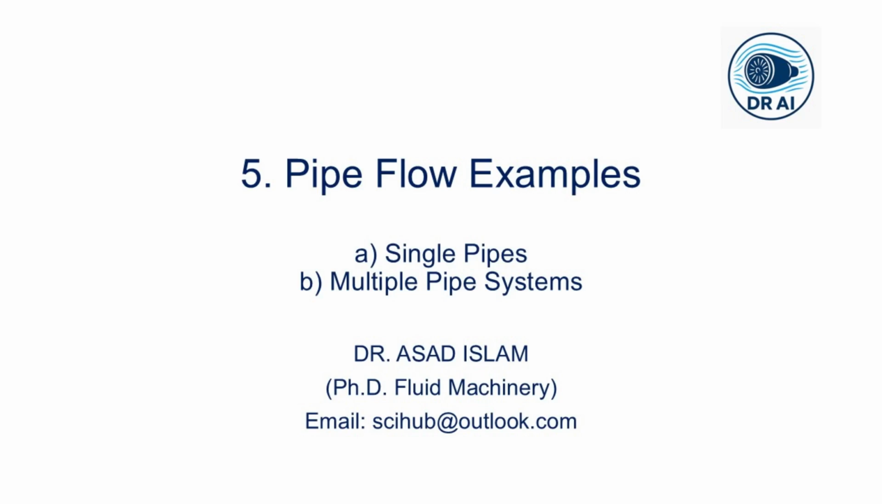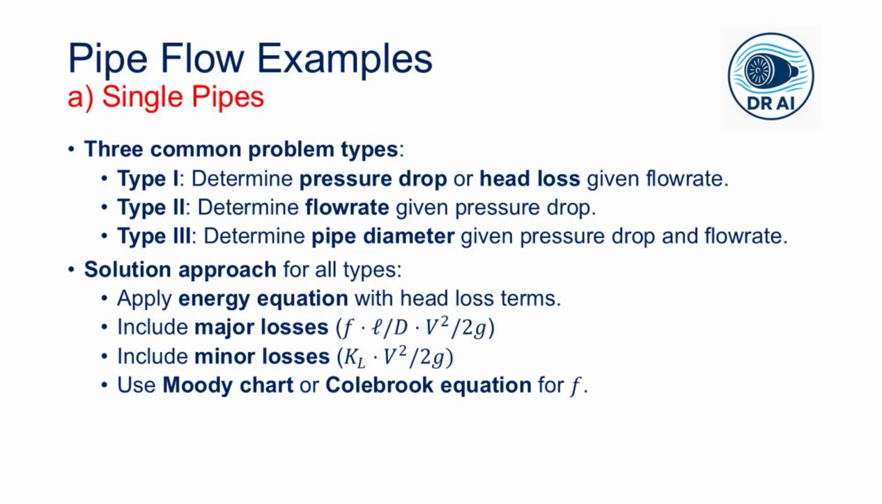In single pipe systems, we will be treating one continuous pipe, possibly with fittings, and the second one, multiple pipe systems, where pipes would be connected in series, parallel, or more complex networks. So let us start with the single pipes. Here we would be presenting a very useful way to categorize these problems, as summarized in this particular table.